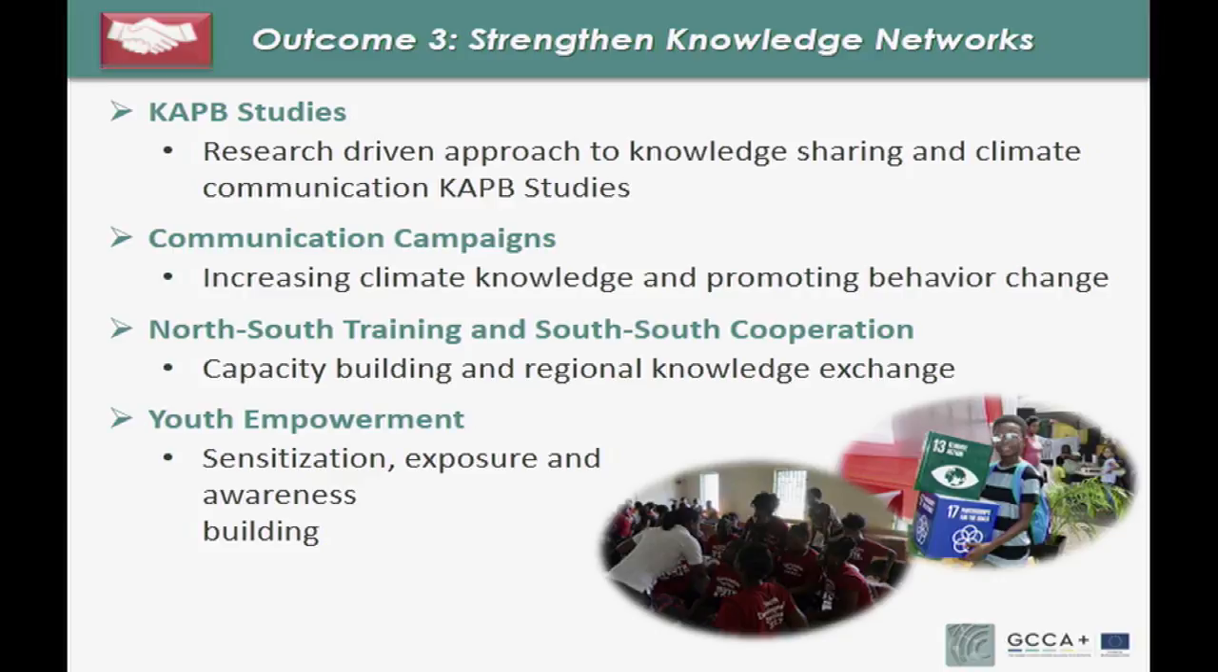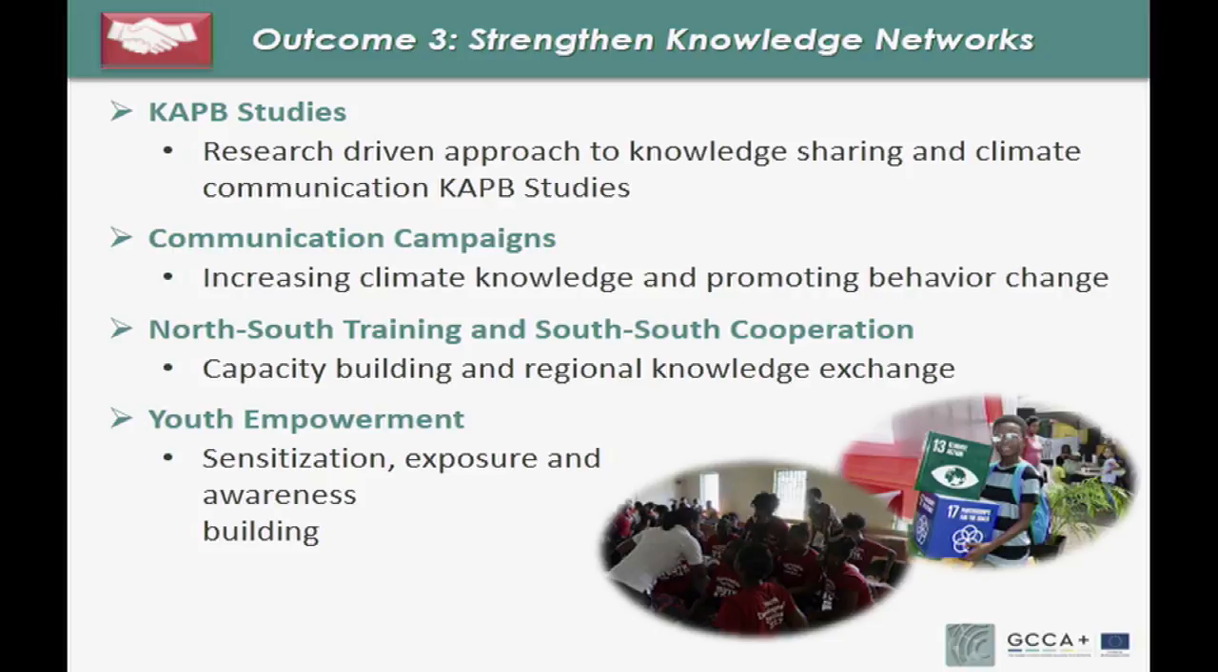And also another big component of this is youth empowerment. So we have sensitization and exposure for the youth. Right now we're having a youth climate change conference in Jamaica, which brings together 400 to 600 youth, most of which are from Jamaica, 40 of which are from across the region from our beneficiary countries, and 12 students from Japan.